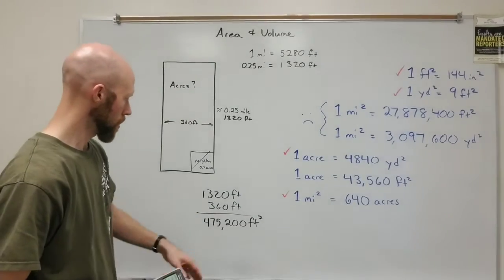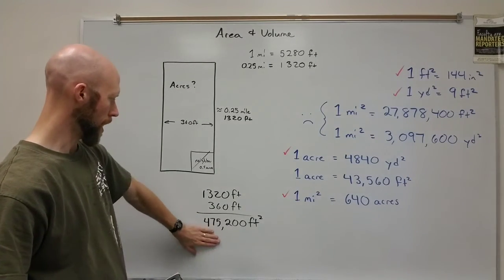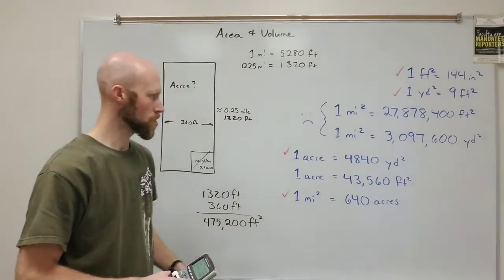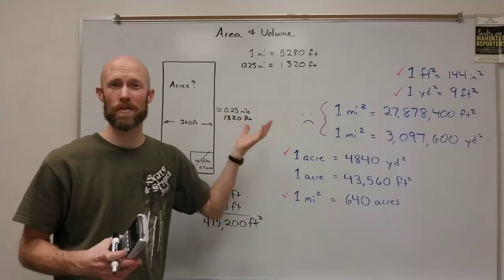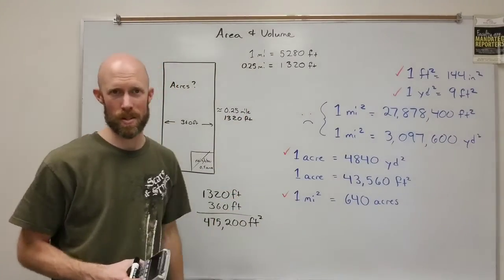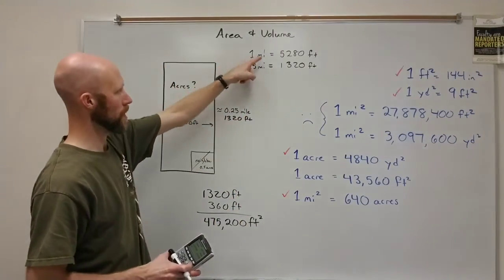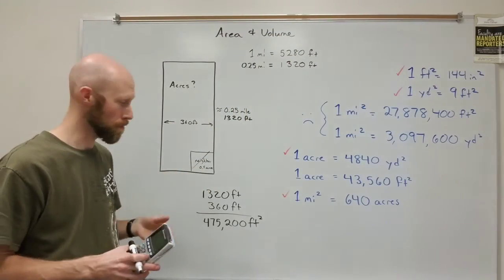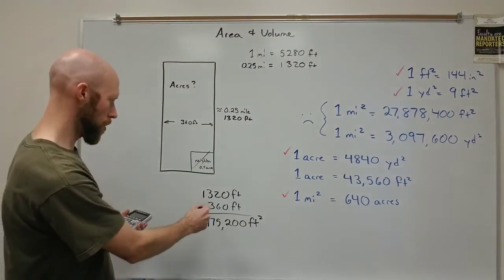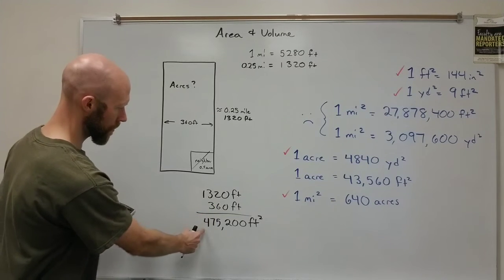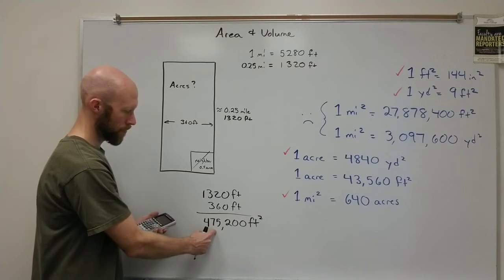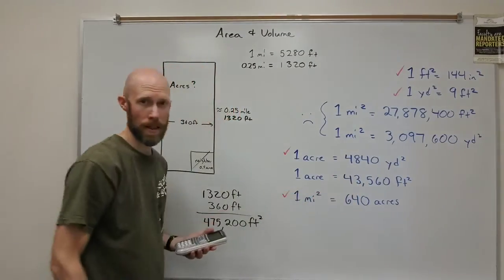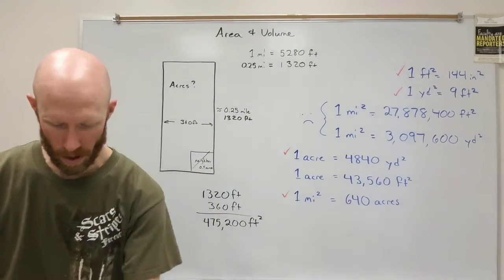So how many acres is that? Well, we know that 1 acre is 43,560 square feet. Now I'm going with feet. I could have done this in yards. It actually would have been nicer in yards, but I don't remember how many yards are in a mile. I have to do that conversion as well. But anyway, if I've got 475,000 square feet, I want to figure out how many acres. I've got to divide by this, right? It's a unit conversion.